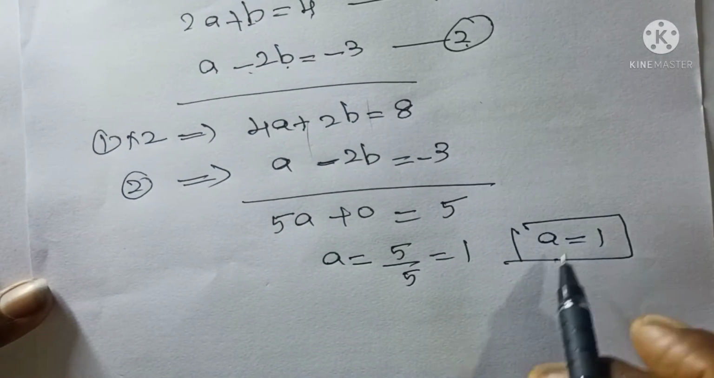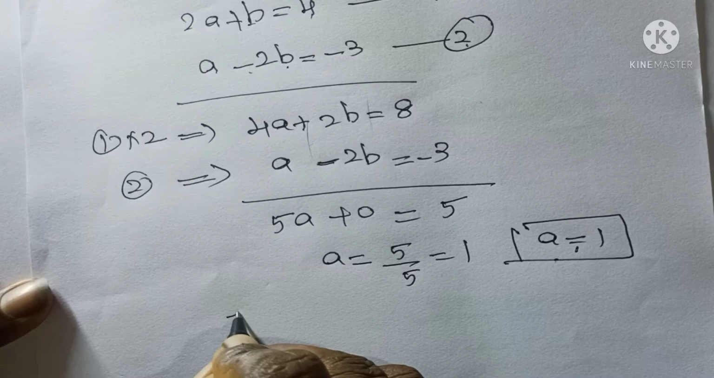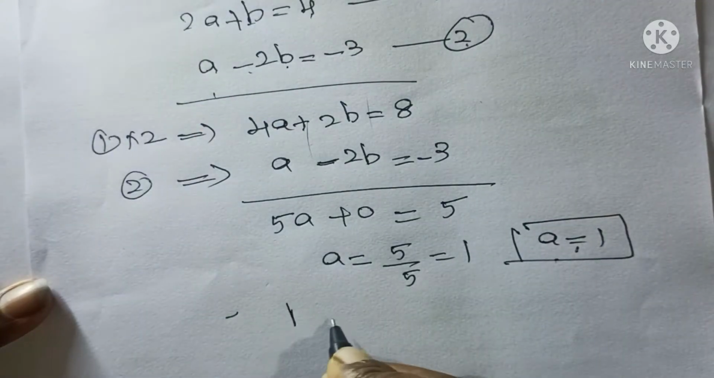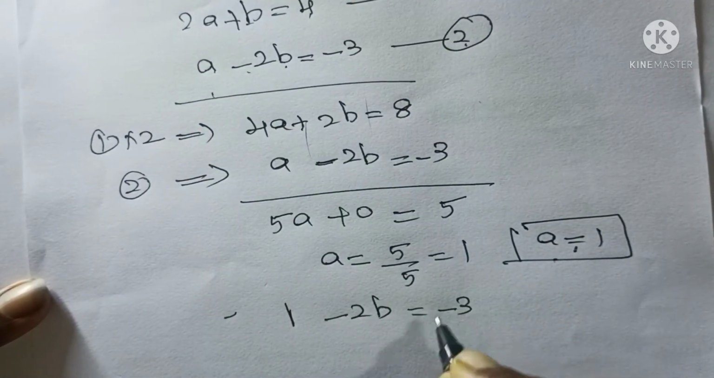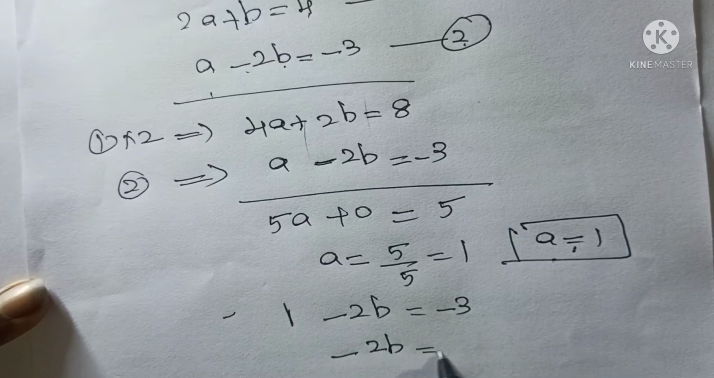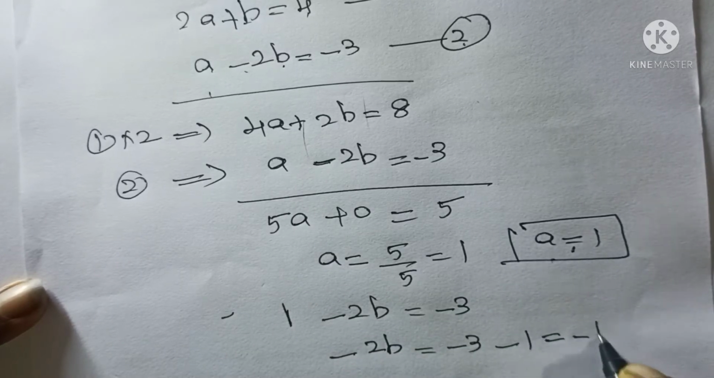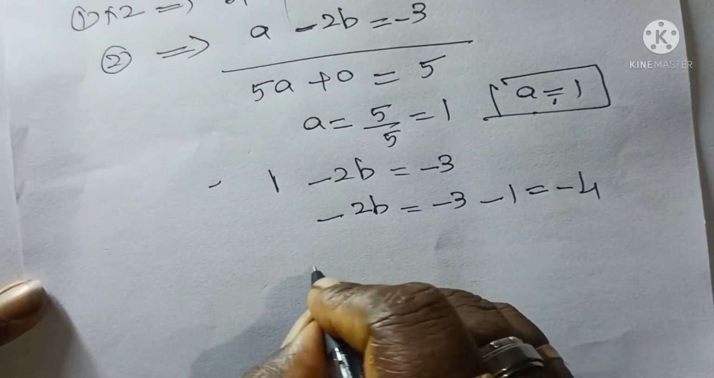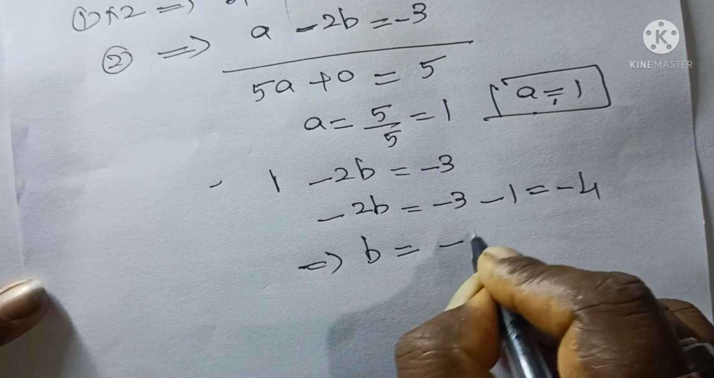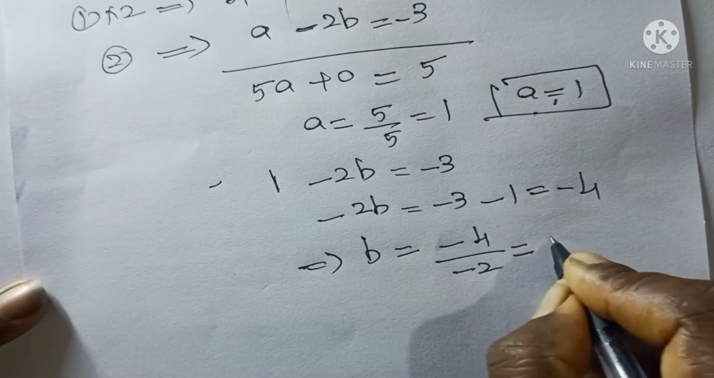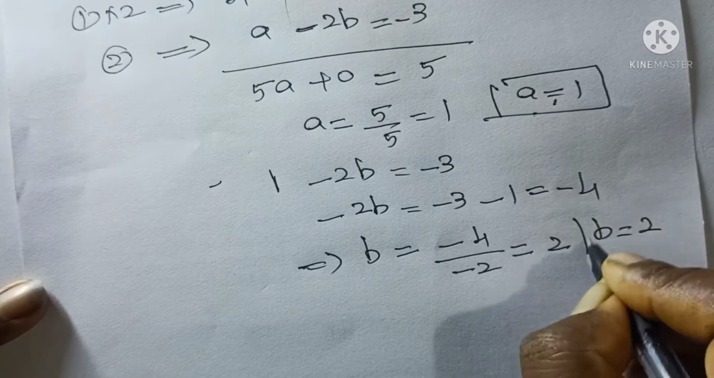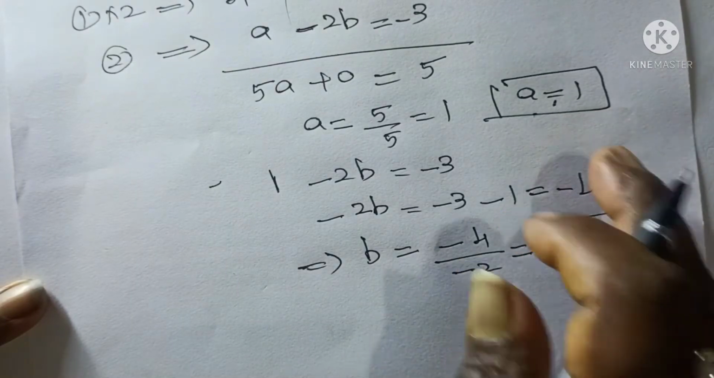Then you have to substitute the value of A in any one of these equations. So I am substituting in equation 2. So here A is 1, 1 minus 2B is equal to minus 3. So minus 2B is equal to minus 3 minus 1, which is equal to minus 4. This implies B is equal to minus 4 divided by minus 2, which is equal to 2. So what is the value of B? 2. So we got A and B.